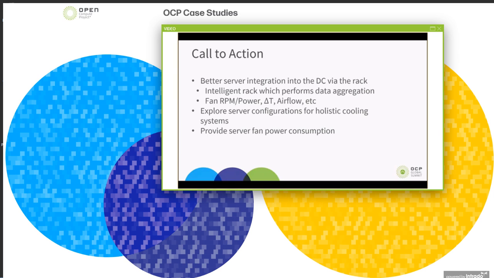Then it could speak the protocols that the cooling systems want to and connect these two different systems to enable holistic cooling. We could also explore different server configurations depending on what kind of data center the servers will be in. Maybe for a typical CRAC data center you choose one setting, and for a direct fresh air cooled data center you choose another BIOS setting. And finally, it would be useful to provide the server fan power consumption.